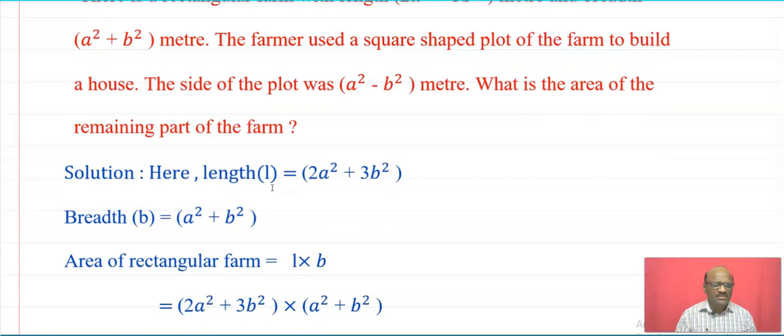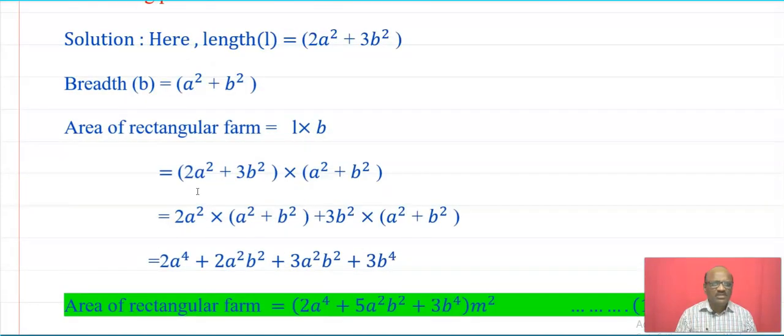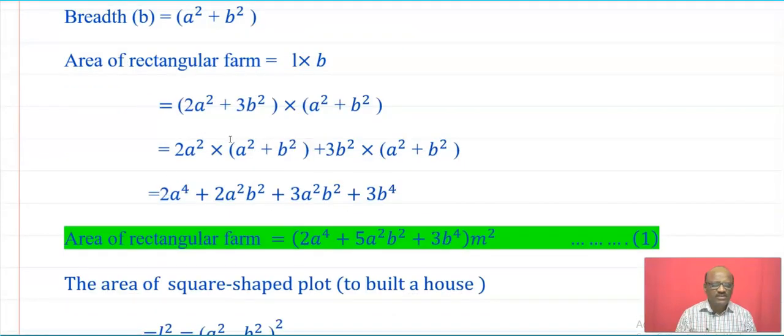Now here the length is 2a square plus 3b square, and breadth is a square plus b square. Area of the rectangle is length into breadth, that is (2a square plus 3b square) into (a square plus b square). Now simple multiplication: 2a square into (a square plus b square), and 3b square into (a square plus b square). Now 2a square into a square is 2a raised to 4, that is the addition of these two powers by the law of indices. Again 2a square b square. Next is 3a square b square. And last is 3b square into b square, again 3b raised to 4, again by using the law of indices, the addition of these two powers.